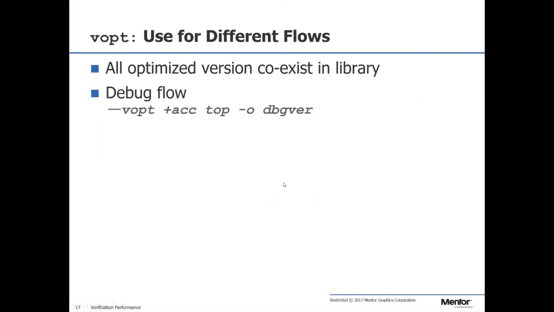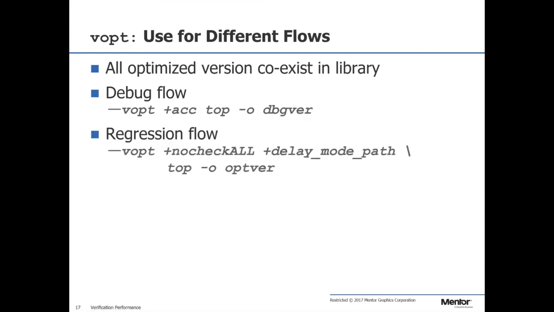So for instance, here, I've got a design and I'm going to say, okay, I need to do full debug on this. This is the version I want to use for debug. So I say vopt plus ACC on top, and I output something called debugger. So now that exists in the library. And then I say, okay, for regression testing, I want to run as fast as possible. So I'm going to do no plus ACC.